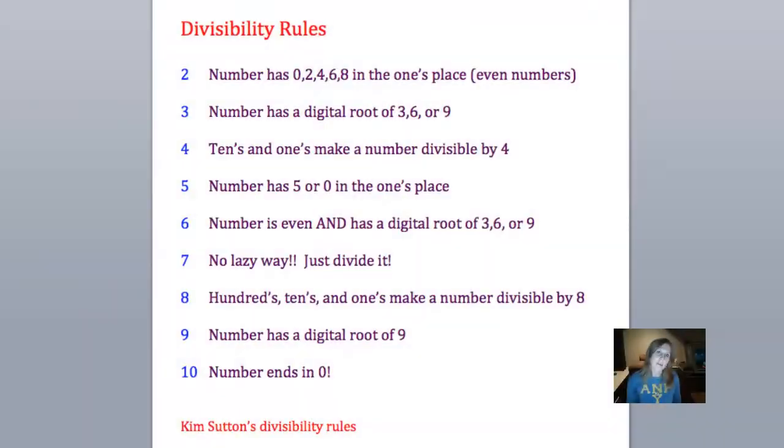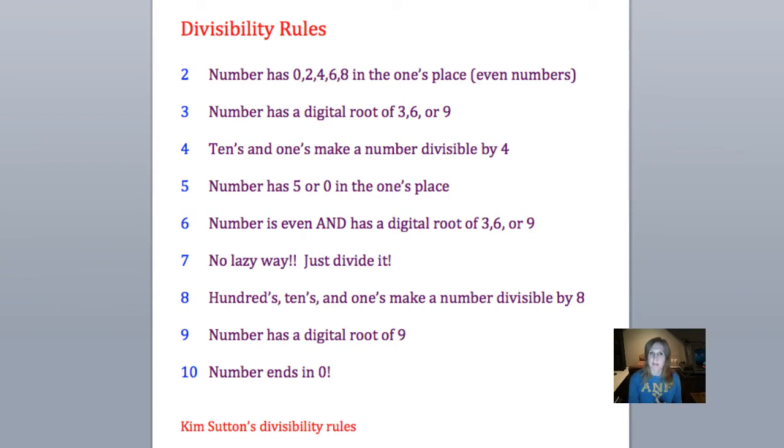So here is a copy of our divisibility rules. You can also find these on the website www.iflipformath.org under the resources tab. And remember that 4 is a number, not the word 4. Here are the divisibility rules that I want you to memorize.